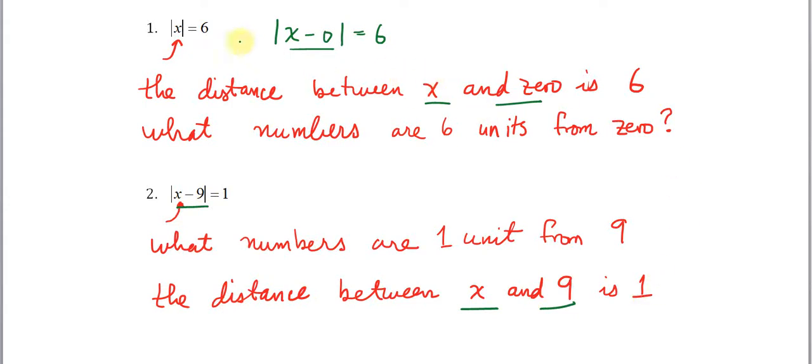So the number that's outside of the absolute value with this equal sign here means that that's how far away the two numbers inside the absolute value are. Okay? So the two numbers inside the absolute value are x and 0, and they are 6 units away from each other. Same thing here, x and 9 is 1 unit away from each other.